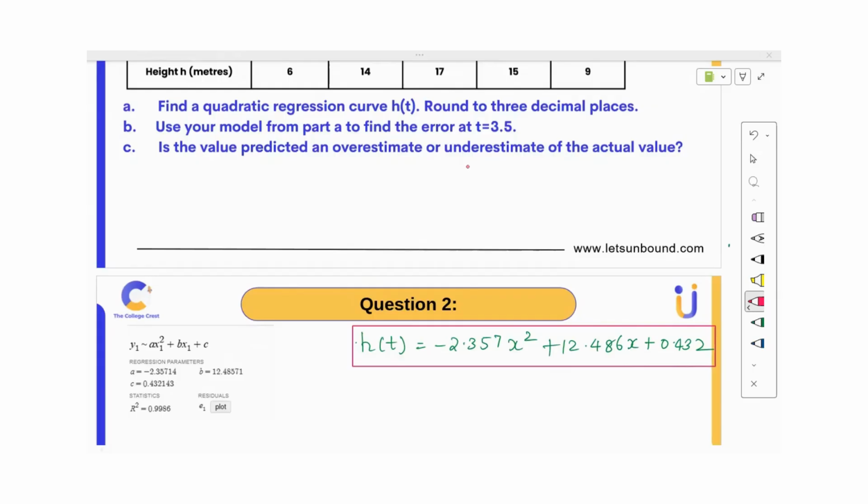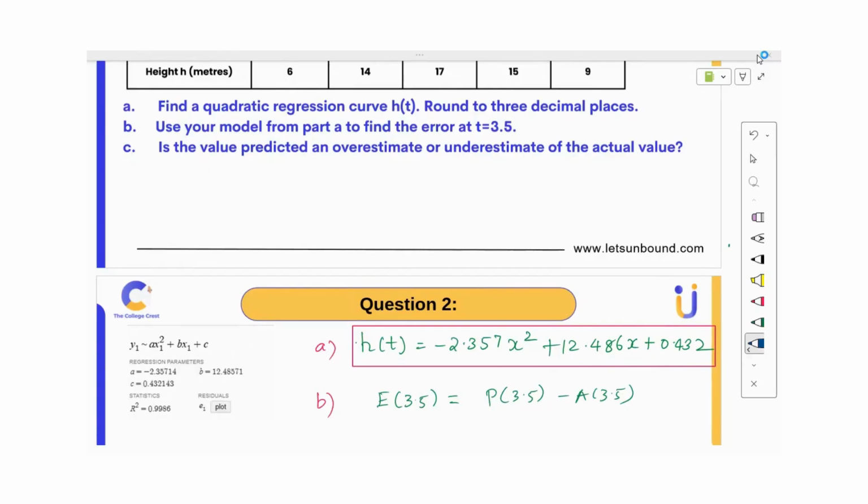Use your model from part A to find the error. So how will you find error? Error at 3.5 is your predicted value at 3.5 minus actual value at 3.5. Predicted value, you can substitute here or you can use the graph. Better use the graph. And the actual value is from the table of values or from your problem description.